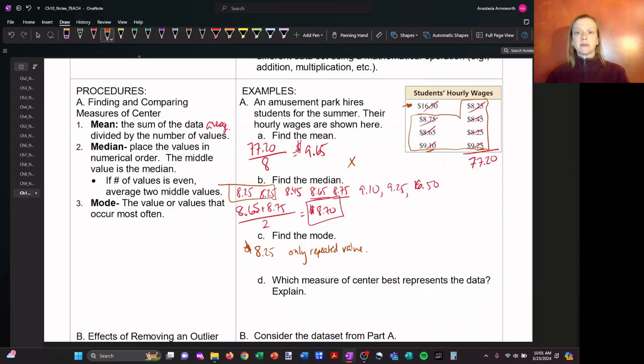In this ordered list of hourly wages, I can see that $8.70 is literally halfway between the smallest value and the biggest value. And so that does seem to be a good measure. The mode, that repeated value, is at the really low end. So $8.25 seems way too low to represent the center of this data set. So we would say that the median is the best measure of center. Median is best. The mean is higher than most of the data.